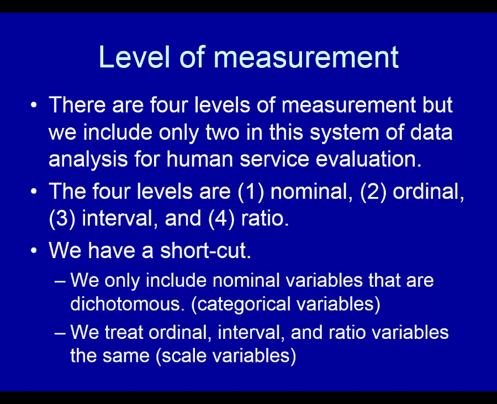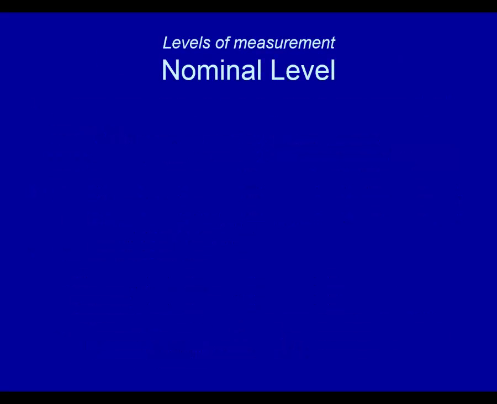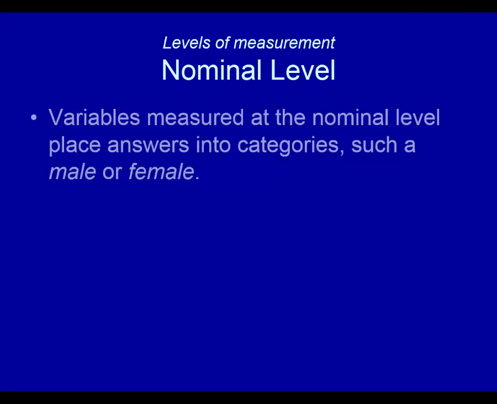We have a shortcut. We only include in this guide nominal variables that are dichotomous. We call them categorical variables. And the other shortcut is we treat ordinal, interval, and ratio variables the same and call them scale variables. So just two situations we have in this situation. Let's go over the different levels of measurement in case you are not familiar with that.